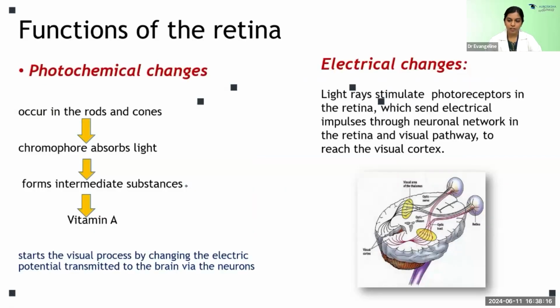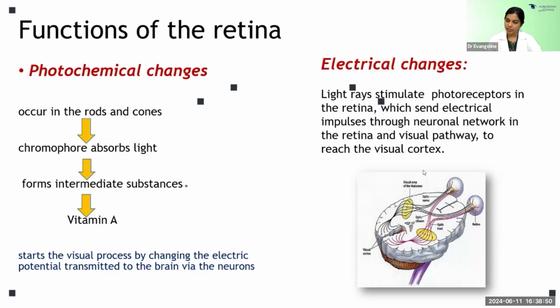We have 2 important changes happening when we see. When parallel rays of light fall on the retina, there's going to be a photochemical change occurring in the photoreceptors, namely the rods and cones. The chromophore present on these photoreceptors absorbs light and forms a series of intermediate substances with the help of vitamin A. This starts the visual process by changing the electrical potential transmitted to the brain via the neurons.